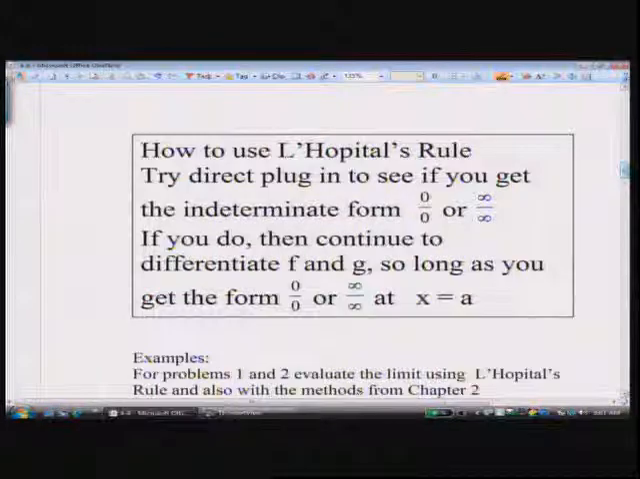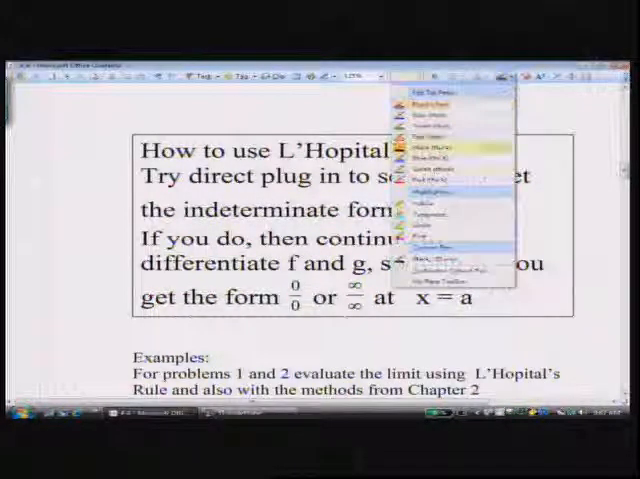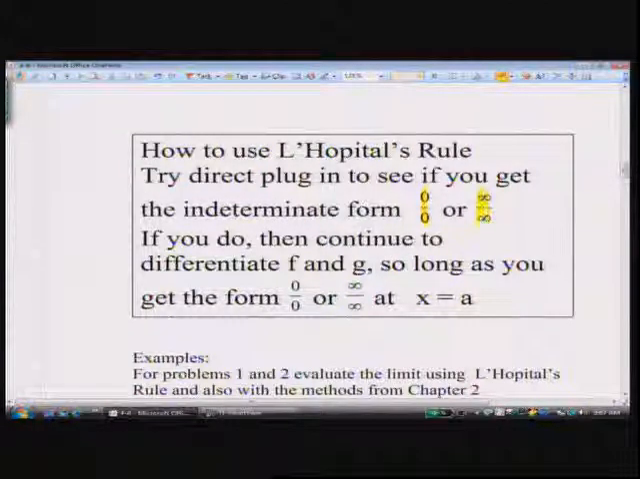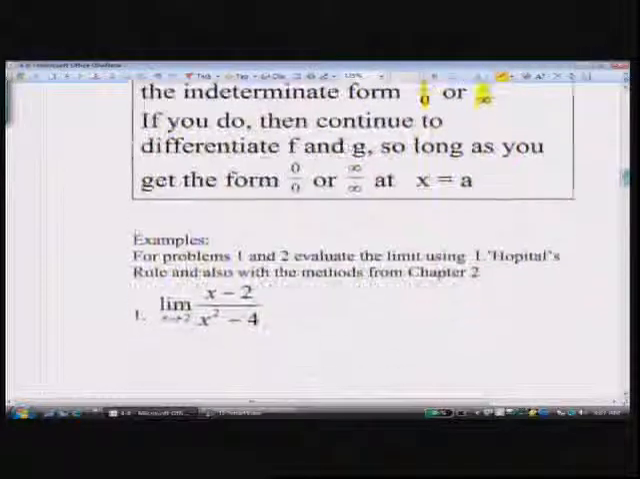Here's what. Try direct plug-in to see if you get the indeterminate form. These are your two indeterminate forms. If you don't get this, it doesn't make sense to use L'Hôpital's rule. But you can continue to differentiate f and g separately, as long as you get the indeterminate form, or you finally get a limit to work.